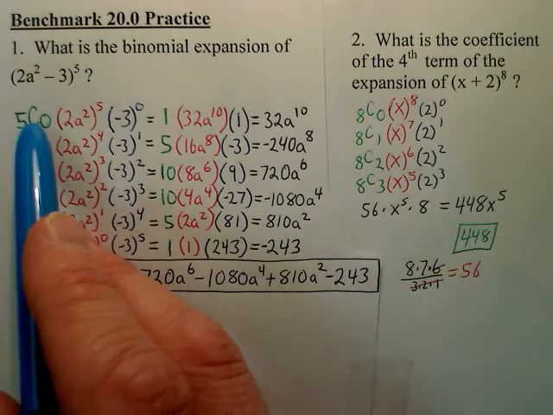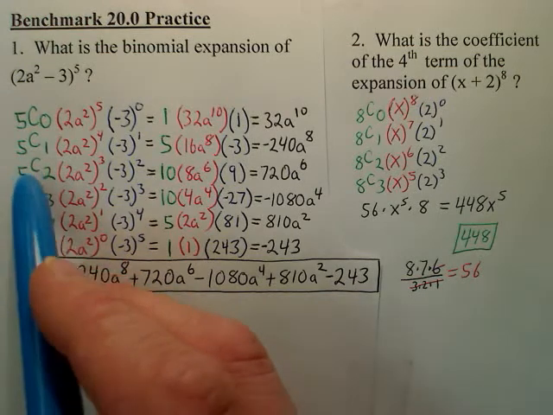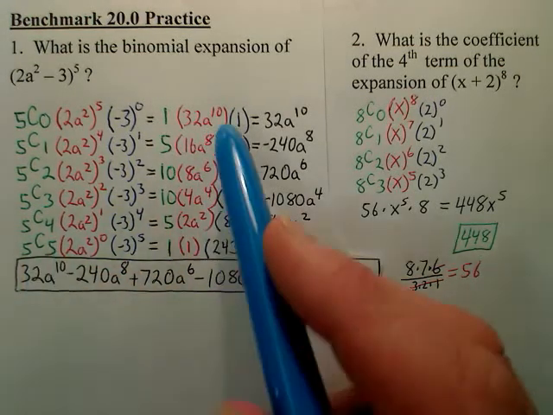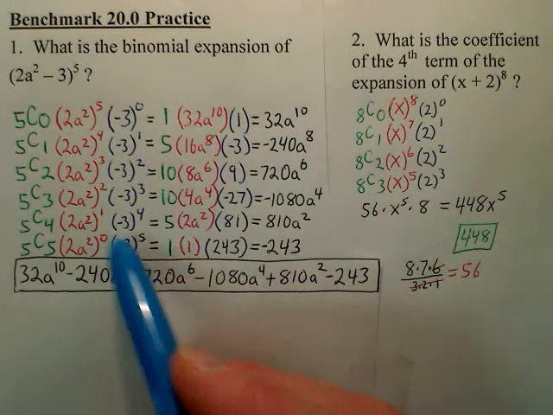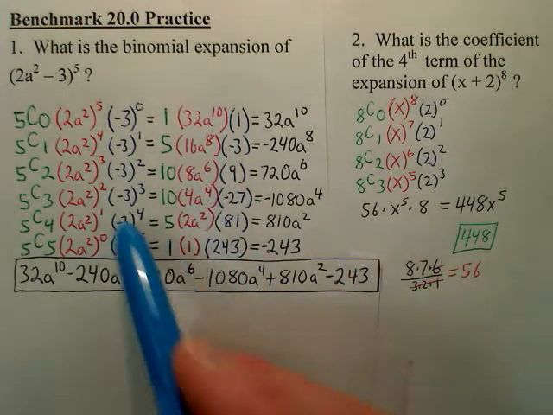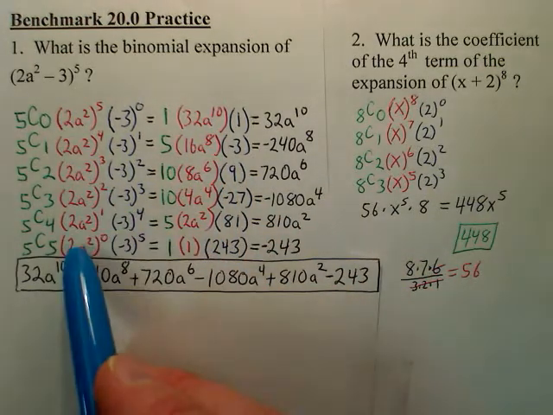Now, to find 5C0, 5C1, 5C2, 5C3, you could calculate all those or look at Pascal's triangle. Those are the results in green for these combinations. Right here in the red are the results for these.